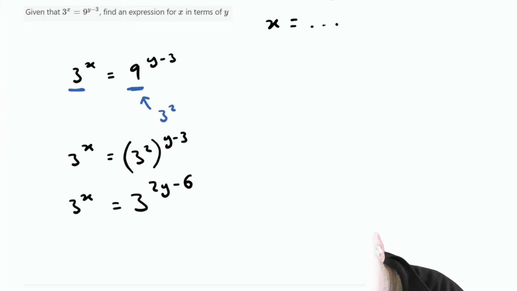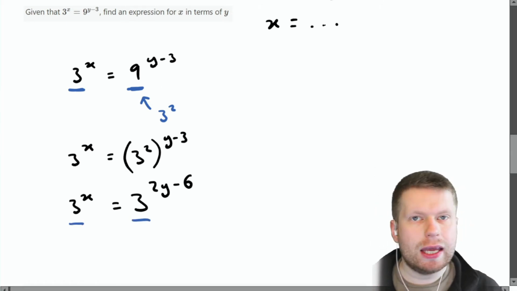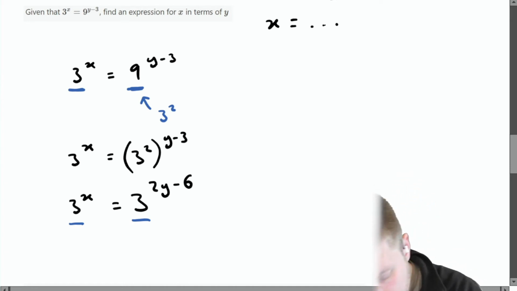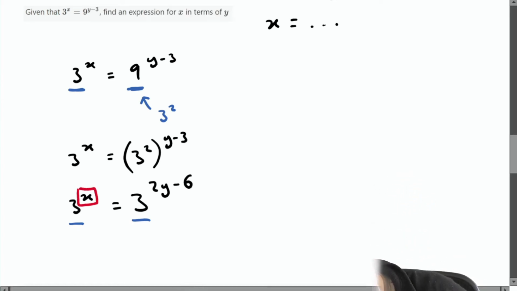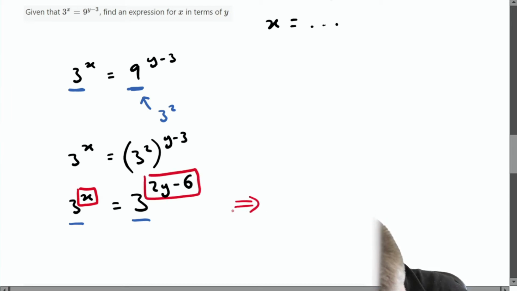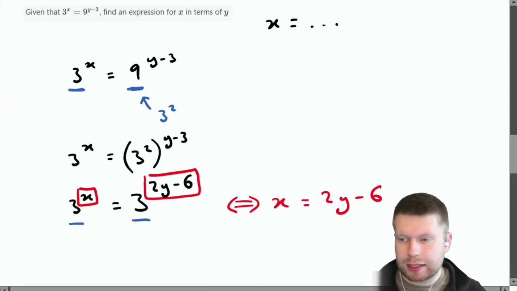Okay, so now I'm in a position, because I have the same base, because I have 3 to the power of something equals 3 to the power of something, then I can just directly read off that 3 to the power of x must be equal to 3 to the power of 2y minus 6, which literally just means that x is equal to 2y minus 6. Okay, the two powers must just be the same.